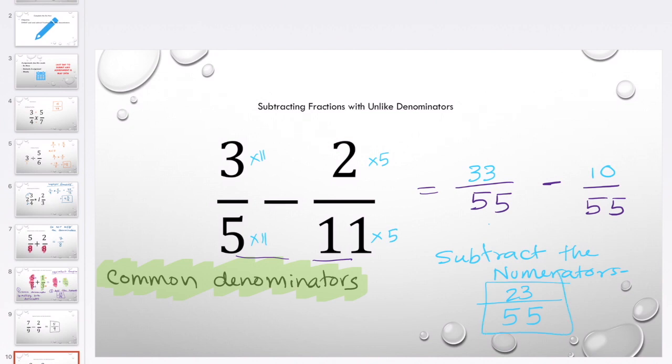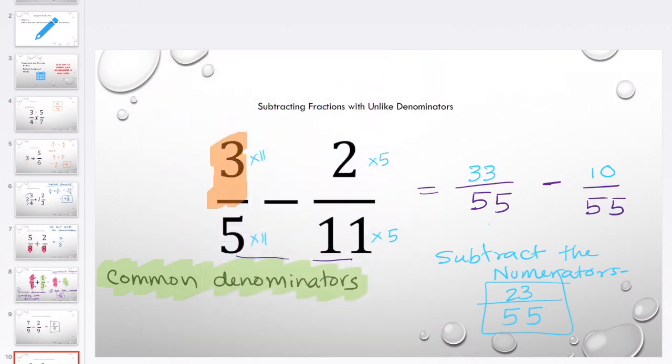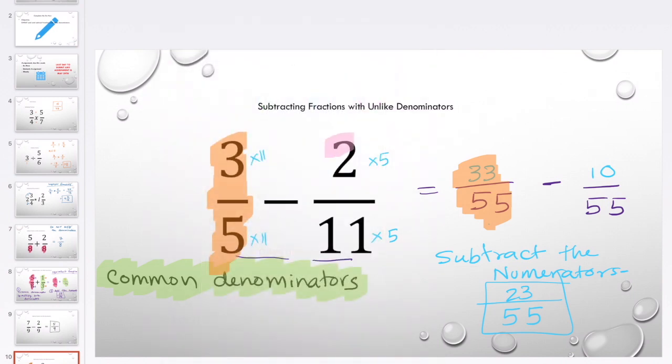I just want to highlight something. This fraction is equivalent to this fraction, and this fraction is equivalent to this fraction. We're just creating equivalent fractions to find a common denominator.